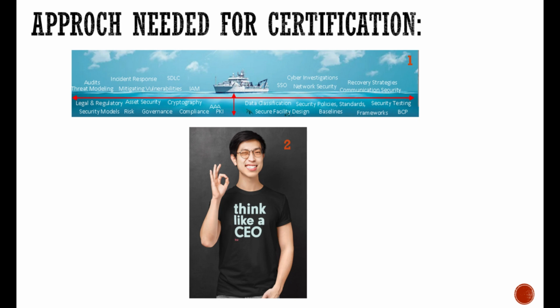What does this mean for you? It means you need a broad understanding of the material, but at a very high level. Diving too deep into technical details can make it challenging to prepare for and pass the exam.